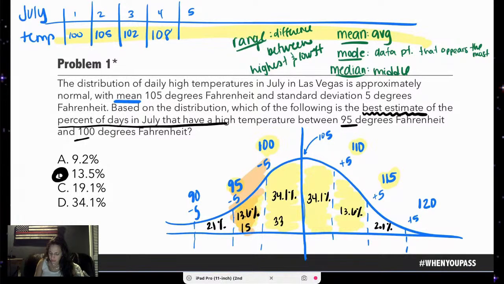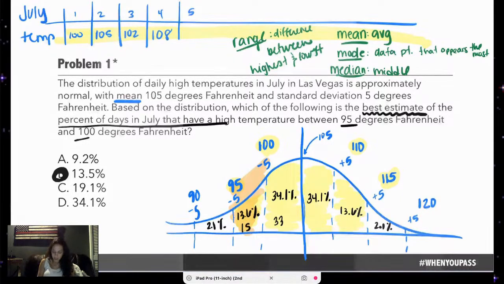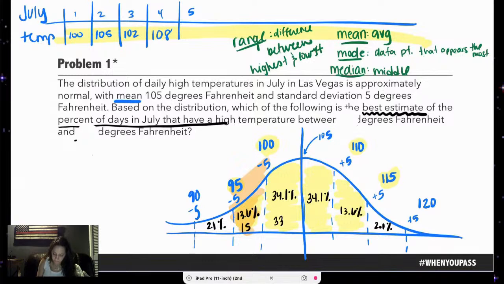Let's copy and paste this. I want to see if you guys can do it. Ready? So I'm going to erase all of this, and I want to ask. Let's do another question for this. Based on the distribution, which of the following is the best estimate for the percentage of days in July that have a high temperature between 105 and 115? What are you going to do in that situation?